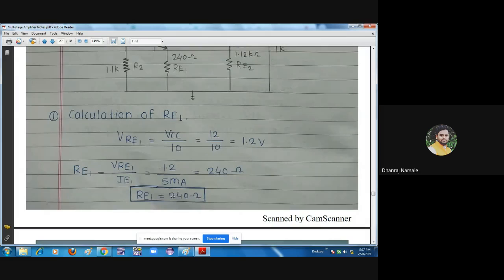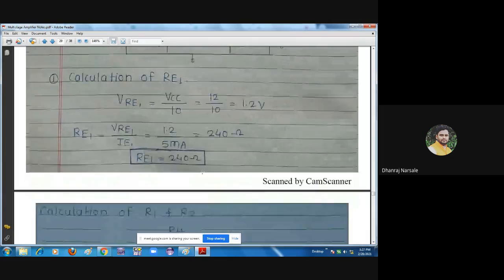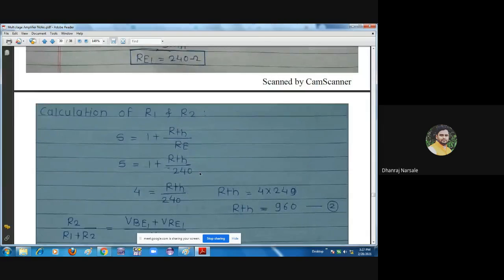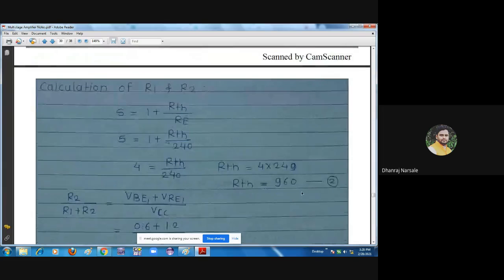आता पहिल्या स्टेप मध्ये फाइंड केले की त्याला 240. ओके, RE1 आणि R2 सेम असणार म्हणून आपण त्याला पहिल्या स्टेप मध्ये RE ची व्हॅल्यू जी आहे ती 240 घेतली. So by putting all the values, 5 minus 1 is 4, is equal to RTH divided by 240. So RTH is equal to 4 into 240, is equal to 960. That is equation number 2. Up to this, are all of you clear? How to calculate the value of RTH?